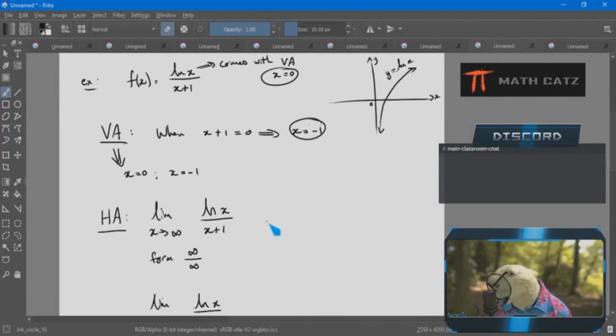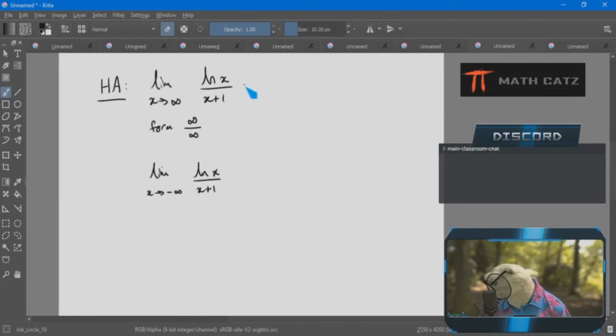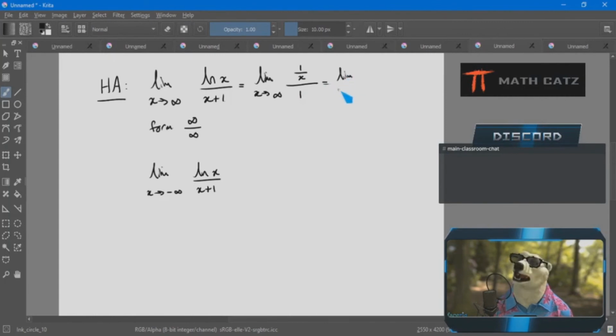Because other than that, without some extra experience that I don't have at this stage, I don't know what the answer is here. We're going to have to find out. So it is the same limit, but of the derivative of the top over the derivative of the bottom. Simplify that, and I get 1 over x, which is 0.